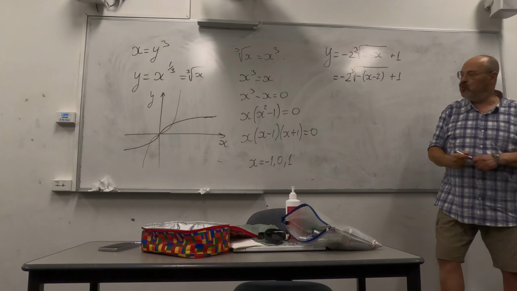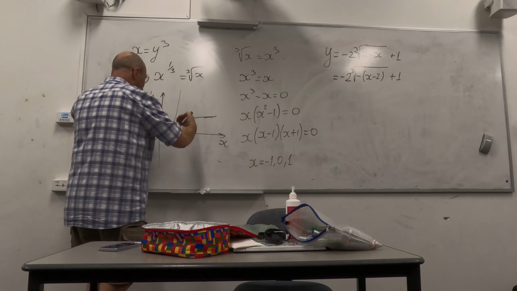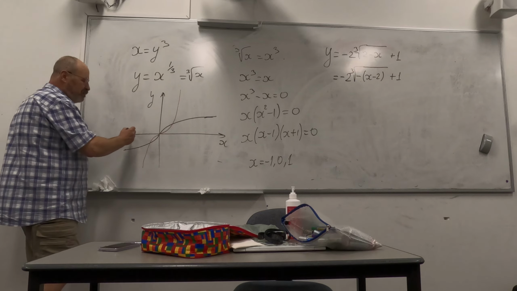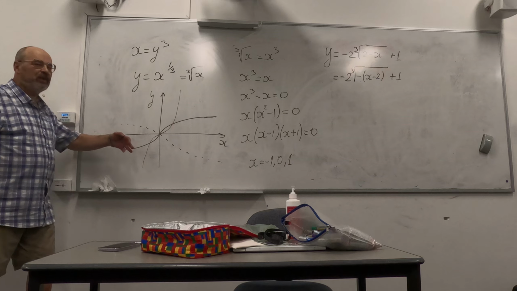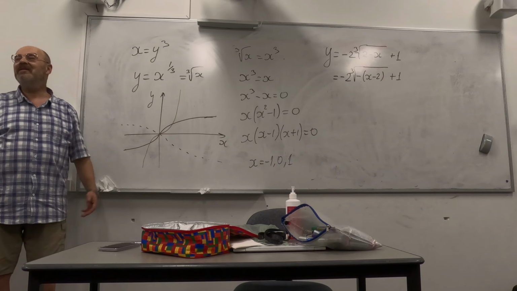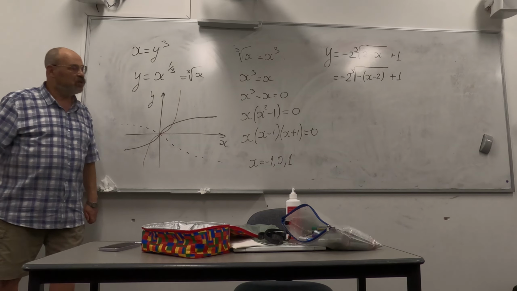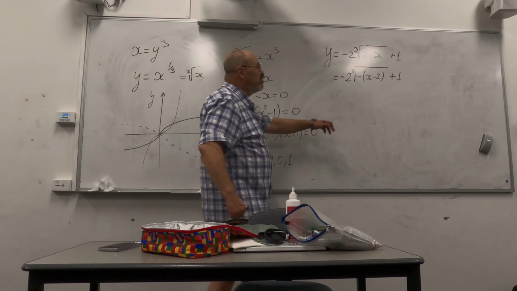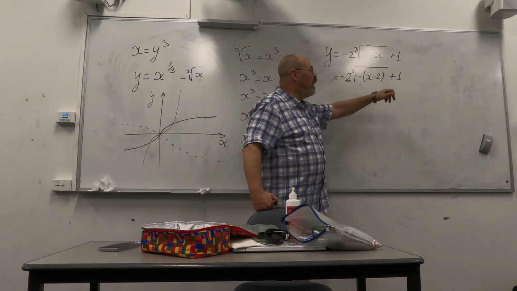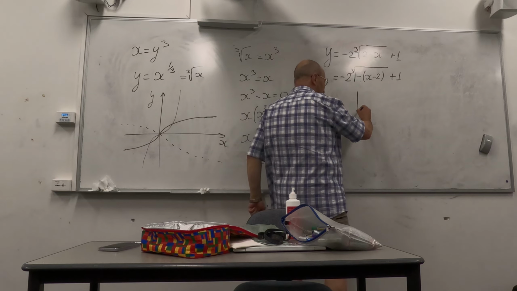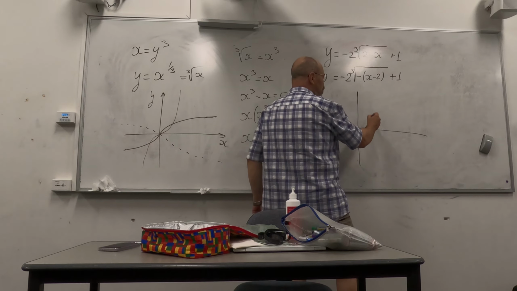And if we do the cubic root graph, if we flip it in the x-axis, it will be like this. And if you then flip it in the y-axis, what do we get? The same graph, exactly the same graph. So we just need to translate 2 to the right and 1 up. So we'll have the point (2, 1).